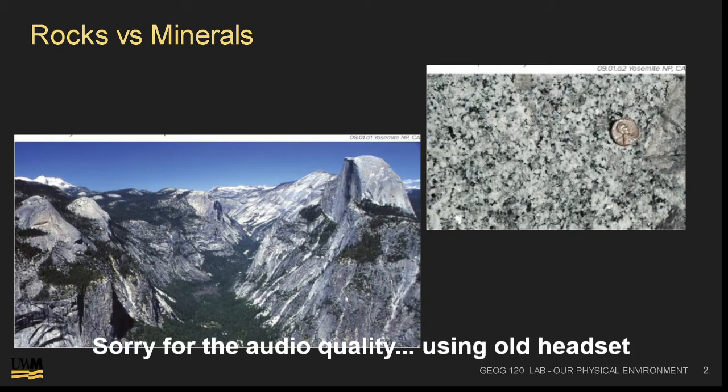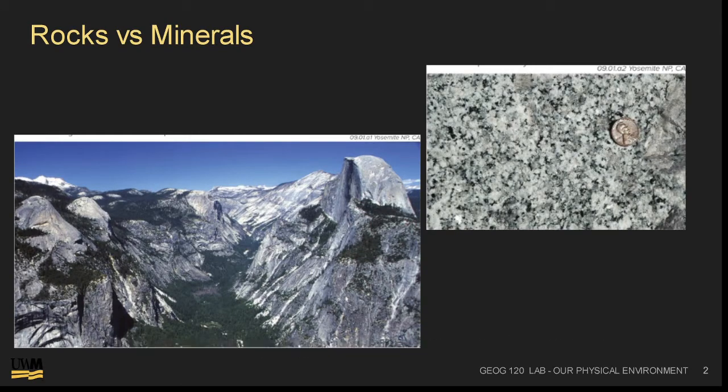Let's start with talking about Yosemite Valley in California. The valley formed when rivers carved through granite rock over thousands and thousands of years. But what actually is a rock? And what's a mineral? Well, if we look at the image on the right, that's a zoomed in section of rock from Yosemite Valley, granite.